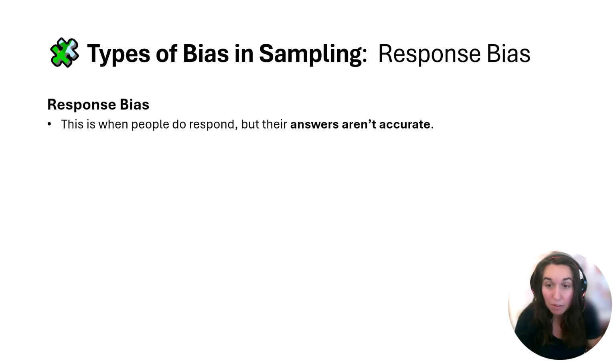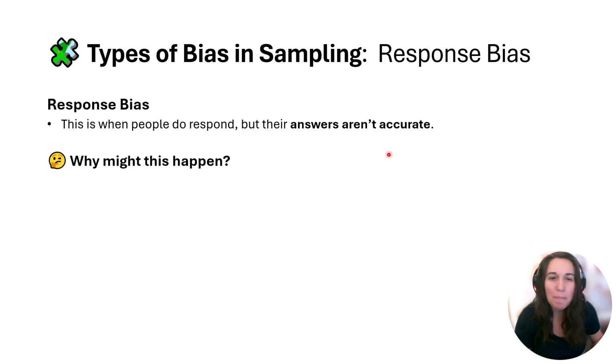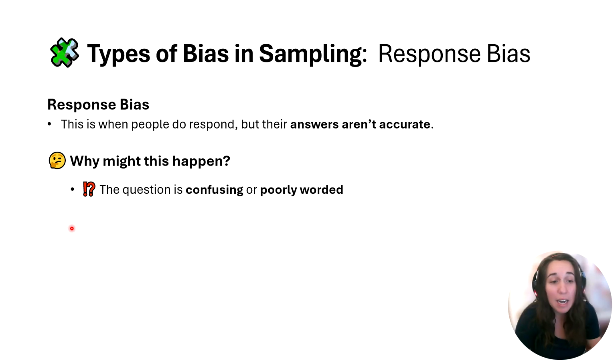So we just talked about non-response bias. Now let's talk about response bias. And this is when people do respond, but their answers aren't accurate. Why might this happen? It could happen for a few reasons. The question is confusing or poorly worded. I mean, think about it, when you have double negatives and weird language or ambiguous language, it could lead to a confusing question or a poorly worded question, and people just don't know how to respond, or they respond in a way that might not actually answer the question. And that's not really on them, that's on the way the question was designed. And so you always want to be really clear and explicit.